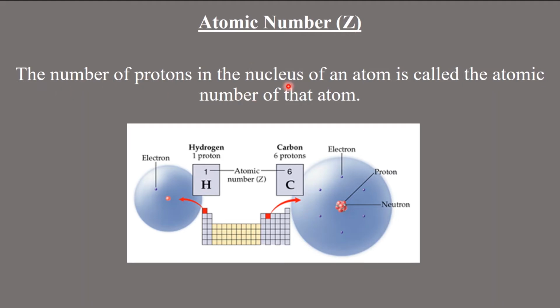The number of protons in the nucleus of an atom is called the atomic number of that atom. Atomic number is an extremely important property because it determines the identity of the atom. An atom with one proton is always hydrogen, and an atom with six protons is always carbon, and so on.